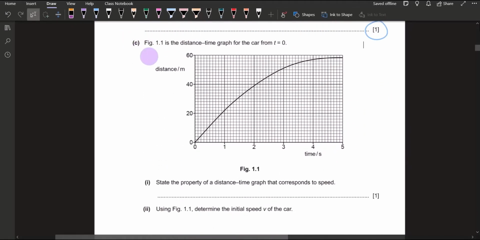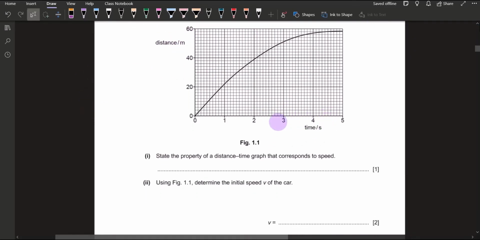Part C says figure 1.1 is a distance time graph for the car from t equals 0. Here we have distance on the y-axis and time on the x-axis. Part 1 says state the property of distance time graph that corresponds to speed. Well, we know that speed is the gradient of distance time graph. So we can write here gradient of distance time graph is speed, and we'll get 1 mark for this.